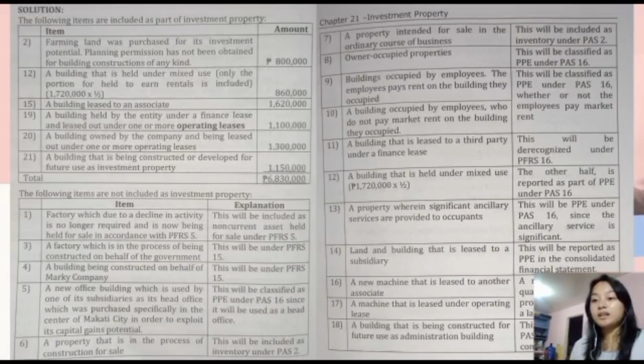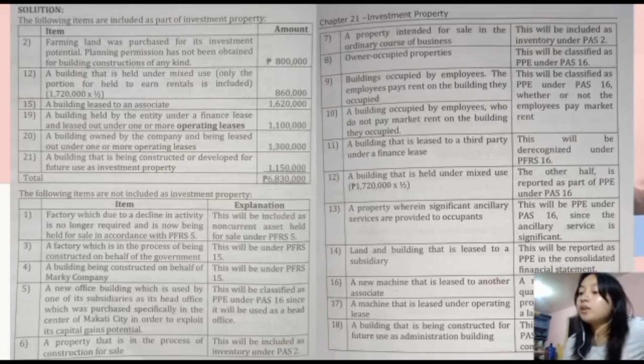So here we have the farming land that was purchased for investment property. Second is a building that is held under mixed use. Only the portion held to earn rentals is included. So 1,720,000 times half, or divide by 2, that is 860,000. Next, a building leased to an associate.